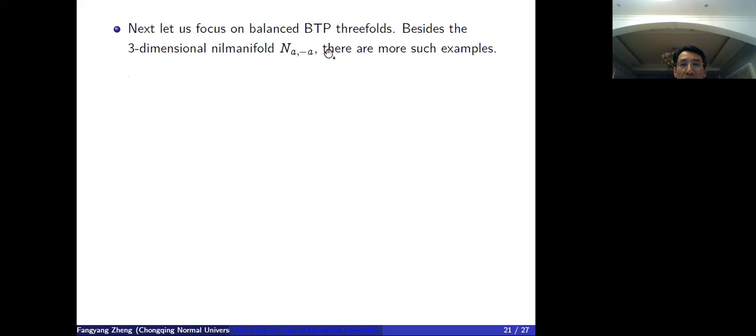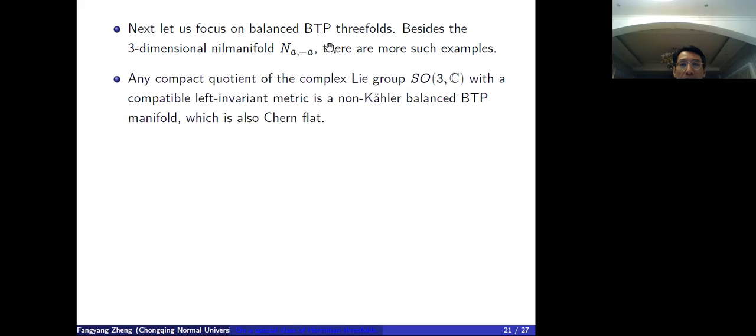So now let's focus on the balanced ones. BTP, unlike BKL, can be balanced, and we found this to be rather interesting. The nilmanifold example we saw is an example. It's balanced when u equals -a, right? So we found one nilmanifold example. But then there are other examples, for example this complex simple Lie group. This is Chern flat, and you can check it is balanced BTP.